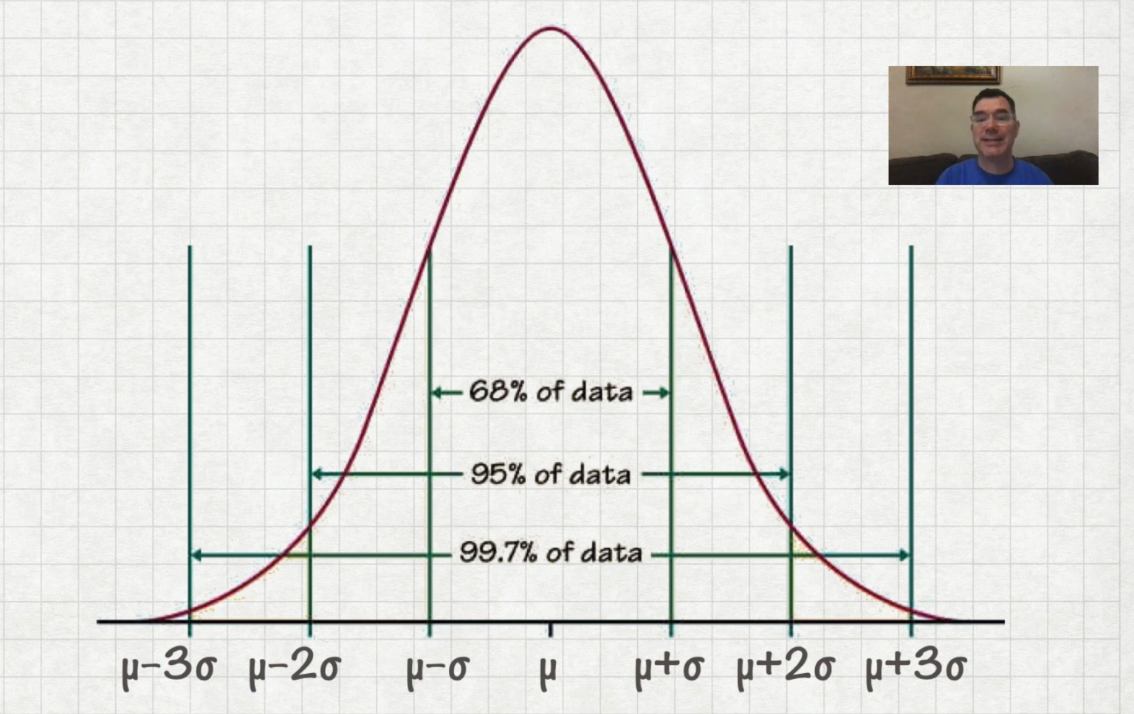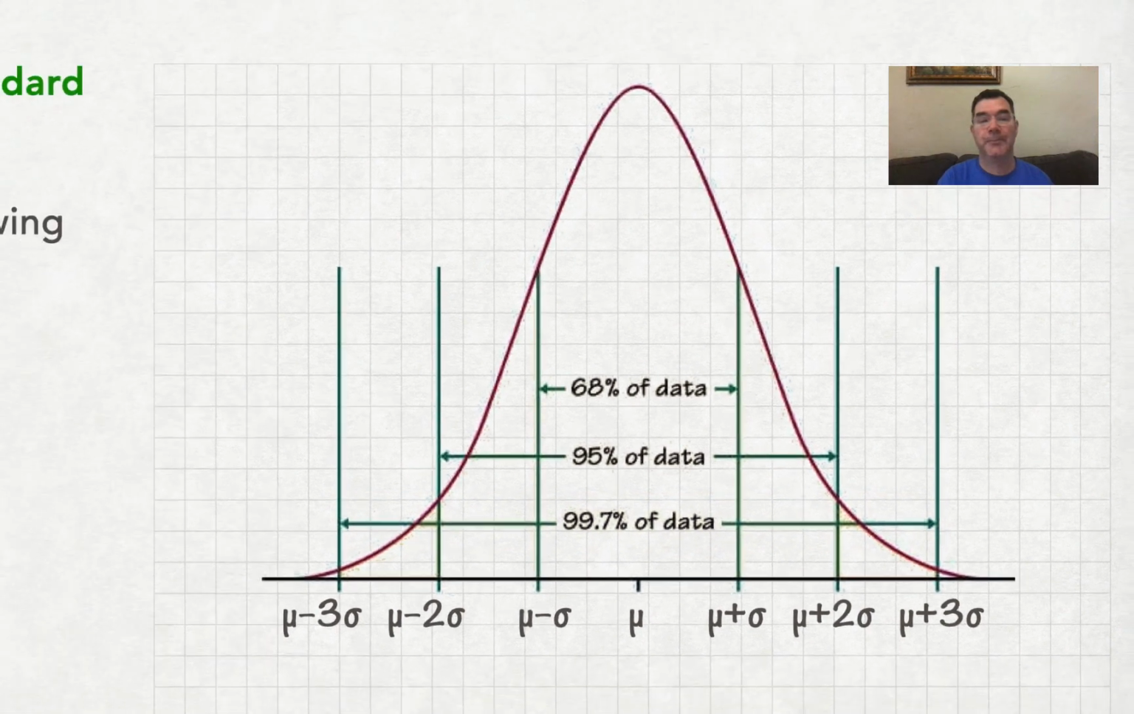So we know that 68% of the data will always be between mu minus sigma and mu plus sigma, which we say is within one standard deviation of the mean. And 95% of the data is within two standard deviations of the mean. And 99.7% of the data is within three standard deviations of the mean.